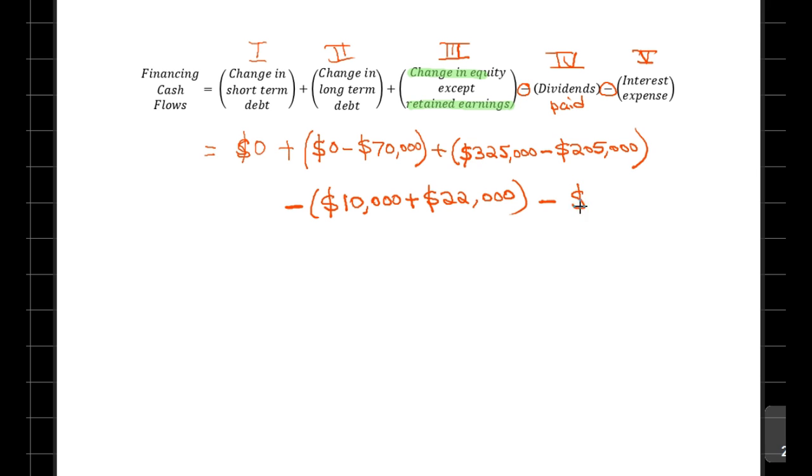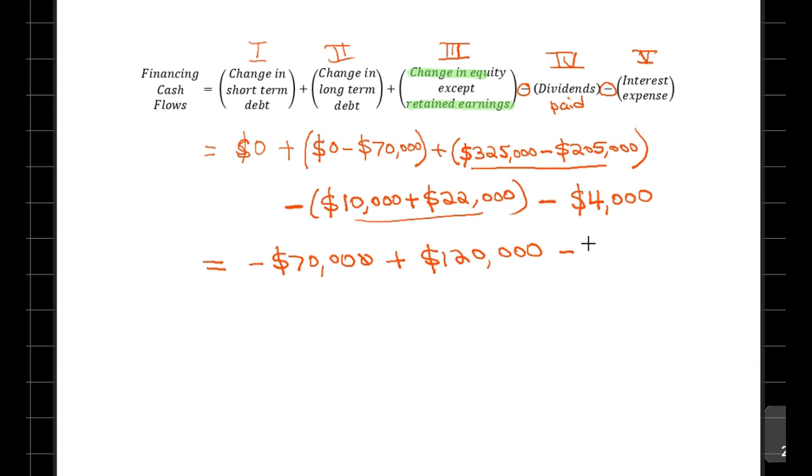Now let's move backwards. That figure is $70,000, and we're pretty much done. All we now need is to come up with the calculation. The first number will give us minus 70,000. From here we will get $120,000. Minus from this one we will get $32,000. And finally we will have minus $4,000 for interest expense.